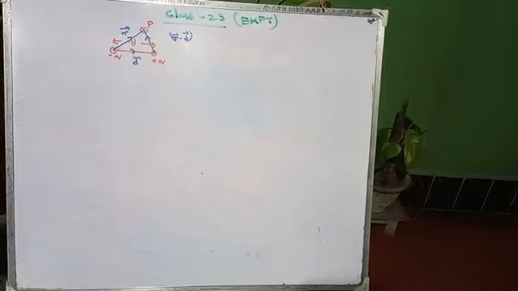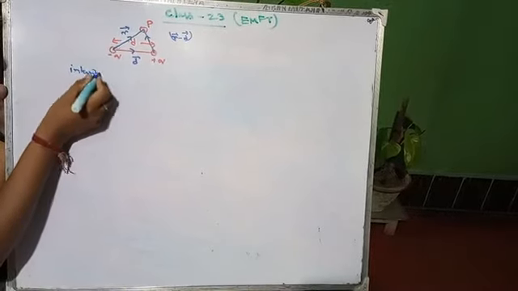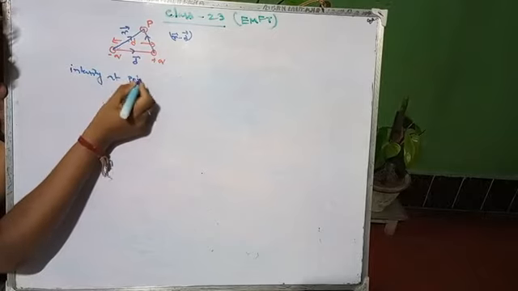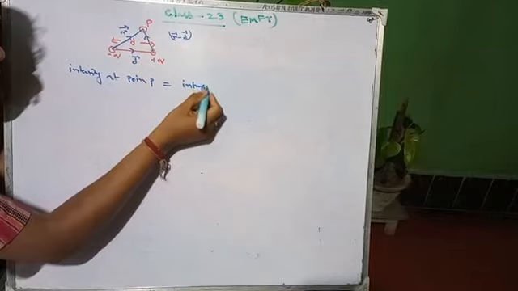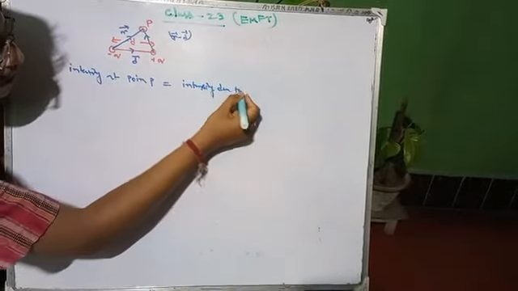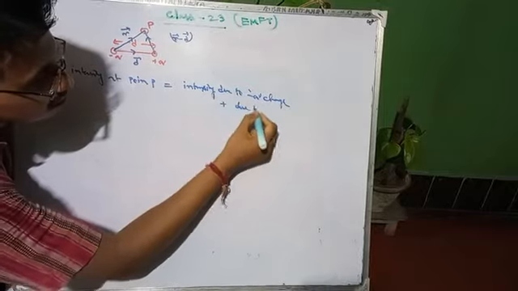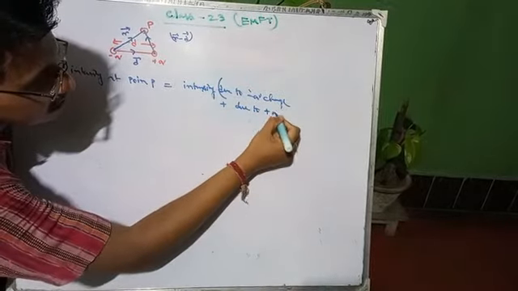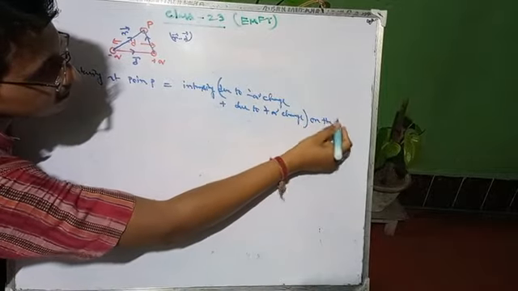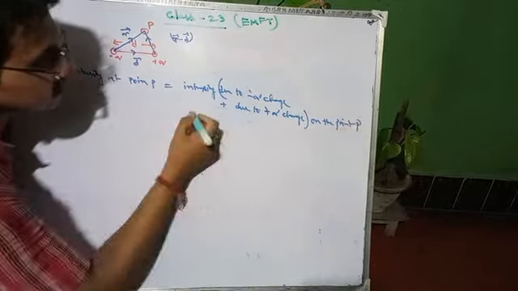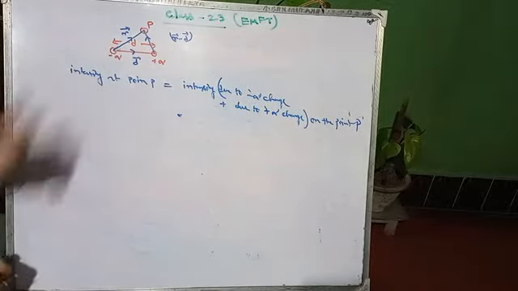Now write the intensity at point P equals the intensity due to the minus q charge plus the intensity due to the plus q charge at the point P. So you have to add these two intensities to get the final intensity.